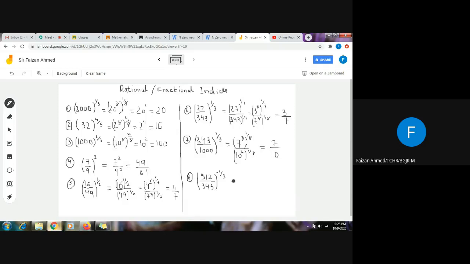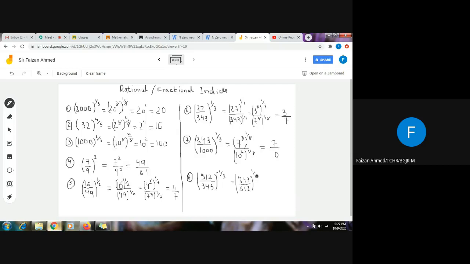The last question has a negative exponent, and we know that whenever there is a negative exponent on a fraction, we can make this exponent positive by flipping the fraction. So I will flip the fraction, and the denominator will come in the numerator, and the numerator will be the denominator. So this will be 343 upon 512. And you know that this is the trick which we discussed in the class. In order to make the exponent positive on a fraction, we do just like that.